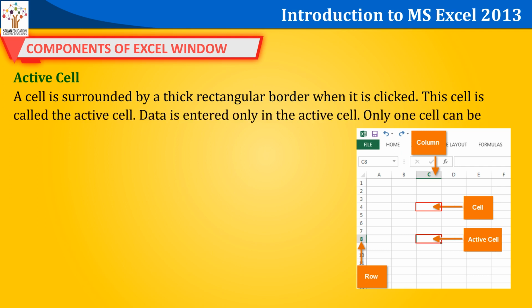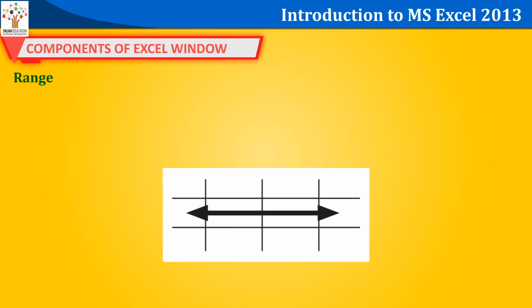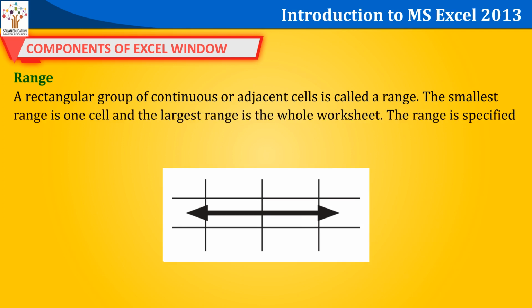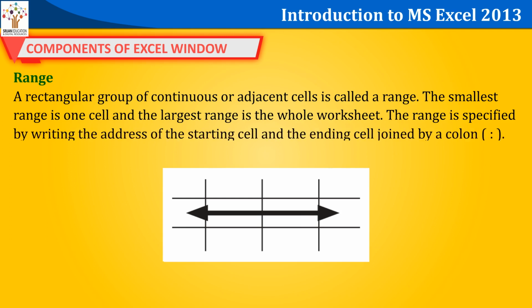Active cell. A cell is surrounded by a thick rectangular border when it is clicked. This cell is called the active cell. Data is entered only in the active cell. Only one cell can be active at a time. Range. A rectangular group of continuous or adjacent cells is called a range. The smallest range is one cell and the largest range is a whole worksheet. The range is specified by writing the address of the starting cell and the ending cell joined by a colon. For example, A5 colon C9.